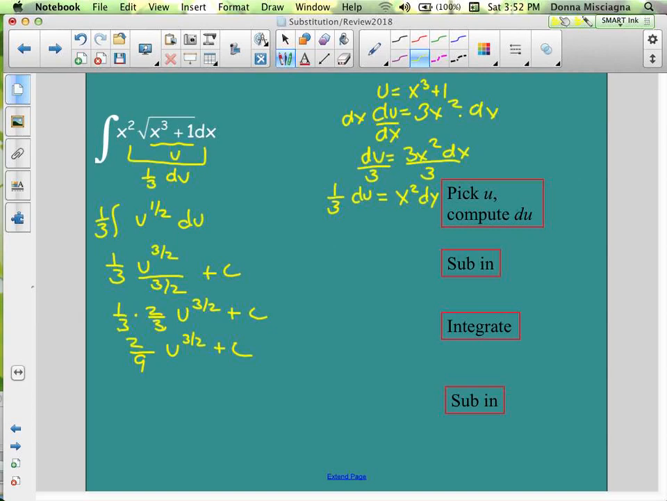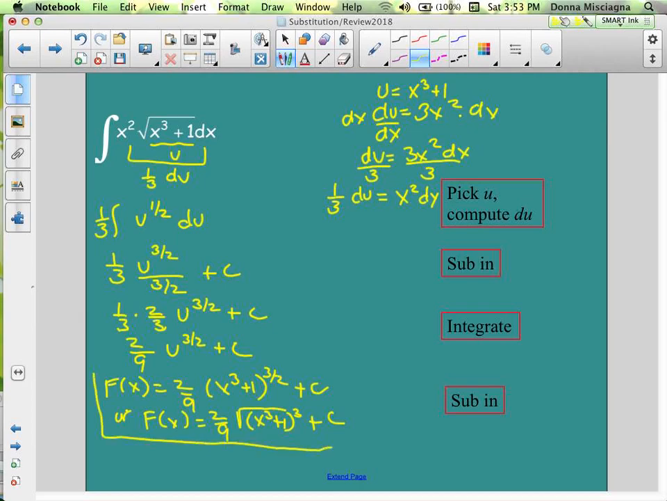Now let's substitute so that we have f of x equals 2/9 times x cubed plus 1 to the 3/2 power. And you can make that the square root of x cubed plus 1 cubed, right? So you could write it like what I have above, and then plus c, or you can make it 2/9 times the square root of x cubed plus 1 cubed plus c. Whatever you like, right? They're both the same thing.